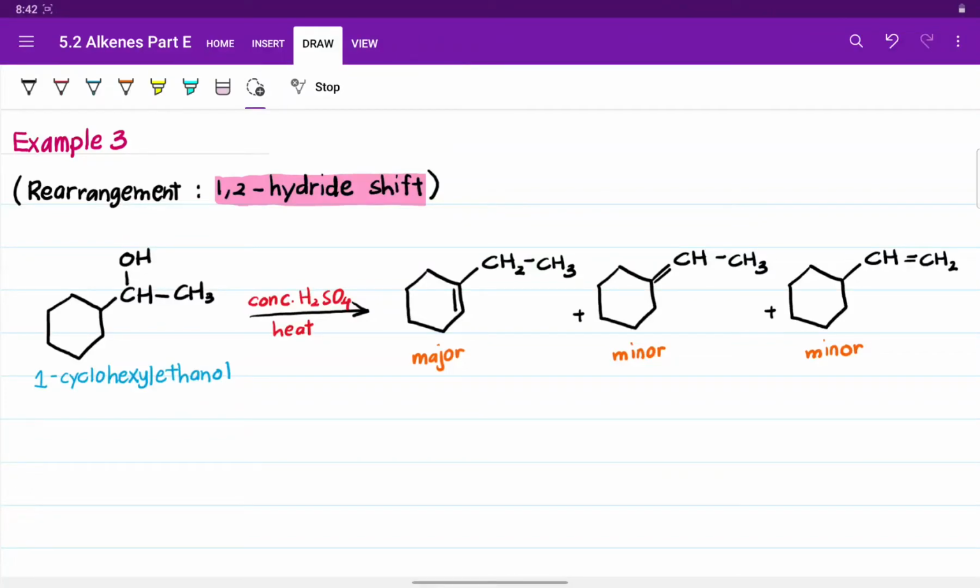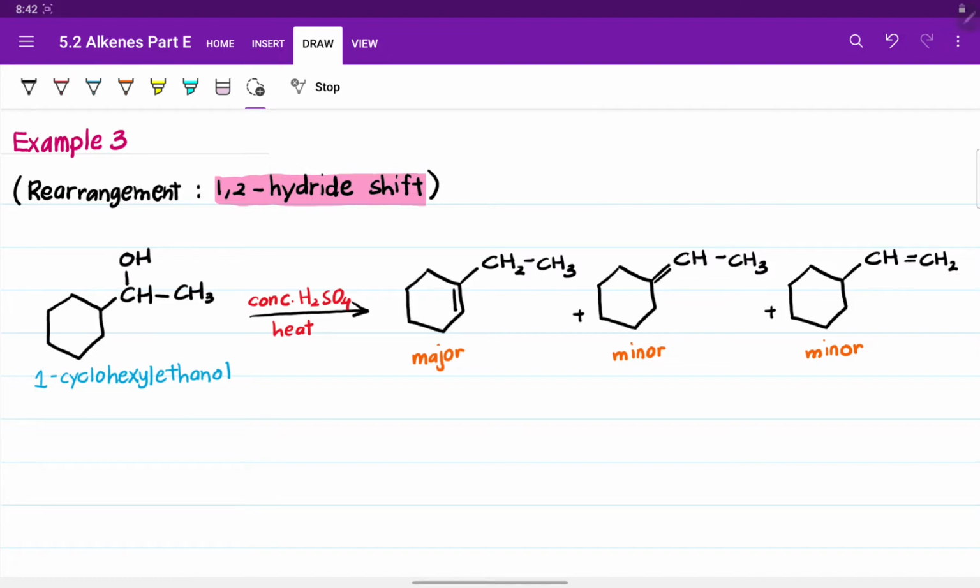So this is example 3 of your dehydration of alcohol to produce an alkene. So untuk example 3 ni, kita akan tengok berlakunya 1,2 hydride shift. Okay, dekat mana akan berlakunya 1,2 hydride shift? It will occur at the second step. Okay, when after we remove our water and then we produce the carbocation.